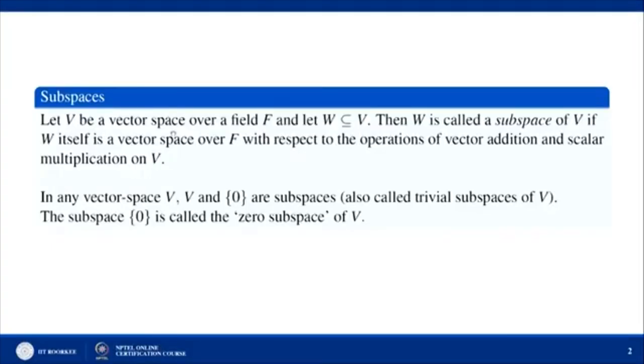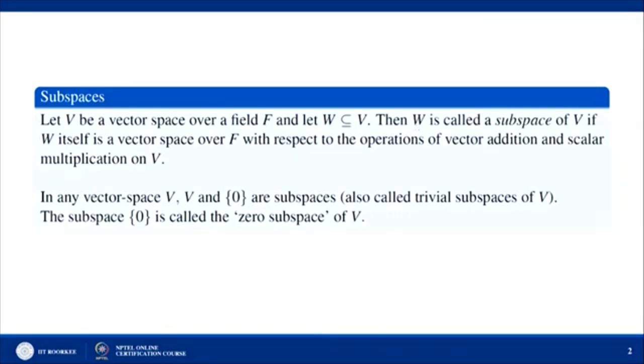Let V be a vector space over the field F and let W be a subset of V. Then this W is called a subspace of V if W itself is a vector space over the field F with respect to the same operations of vector addition and scalar multiplication on V. Whatever vector addition and scalar multiplication is in V over F, the same vector addition and scalar multiplication we apply on W, which is a subset of V. If it is itself a vector space over the same field F, then we say that it is a subspace of V.